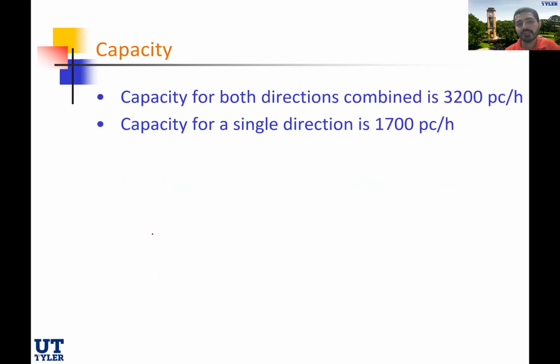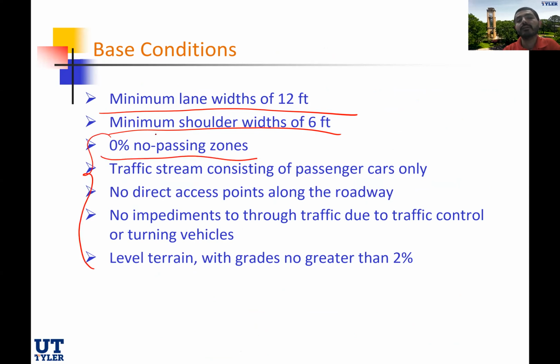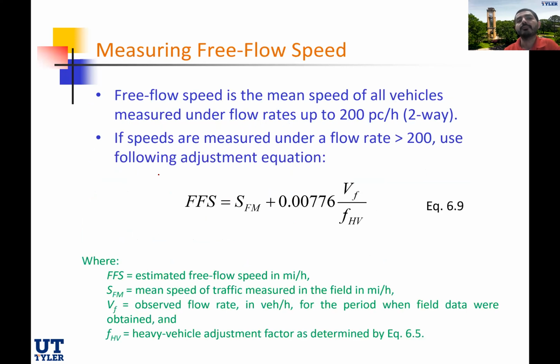The procedure is the same, but the base conditions are different. So the base conditions here, again, some of them are similar, which is having a minimum lane width of 12 feet or a minimum shoulder width of 6 feet, but other things here are different. So 0% no-passing zone. That's the first time we see it. So you need to be familiar. If I ask you to list for me 4 or 5 different base conditions for two-lane highways, then now the measurements of the level of service.